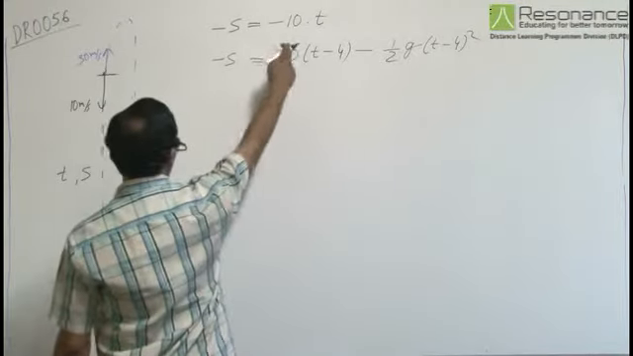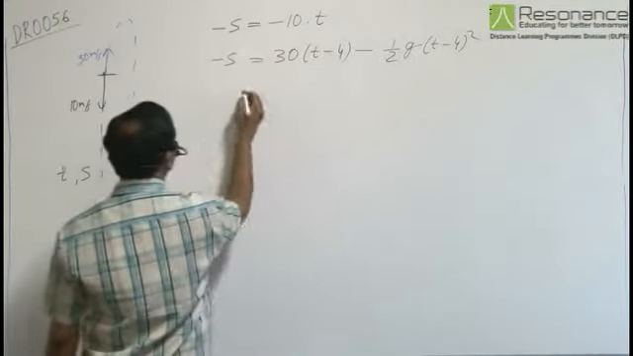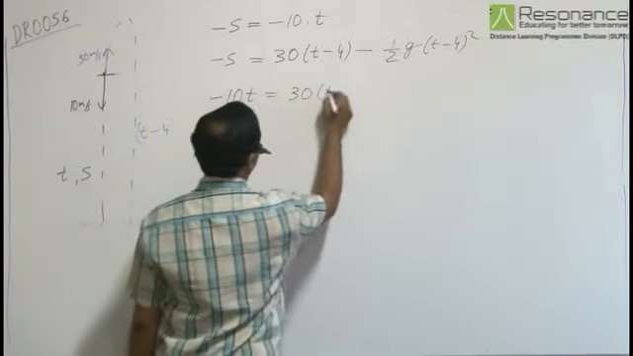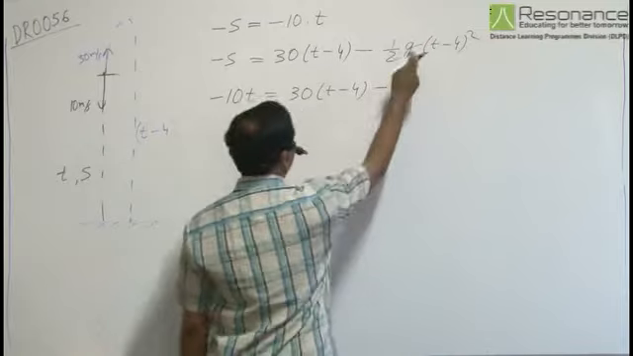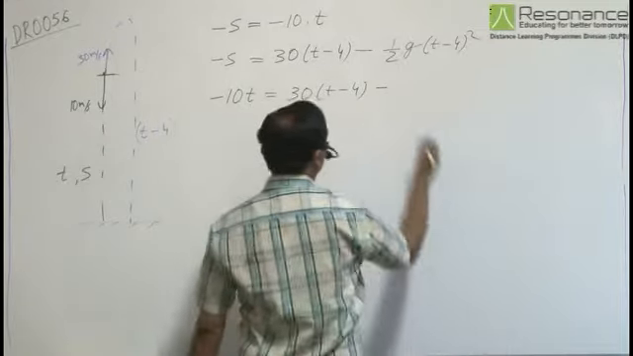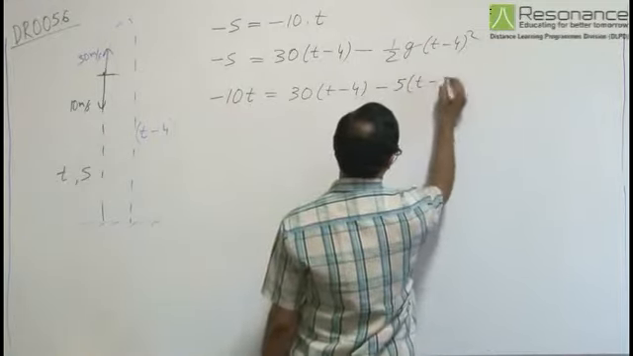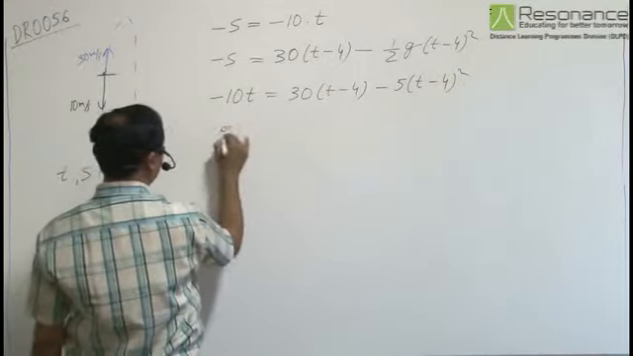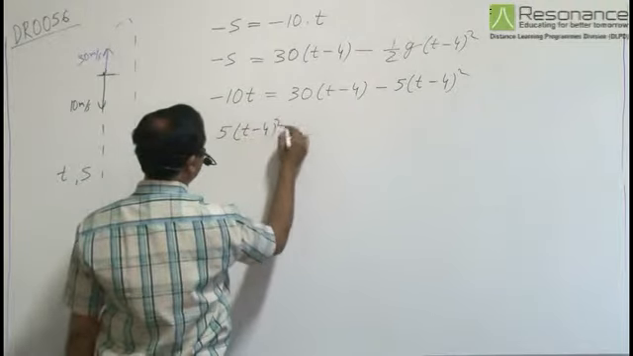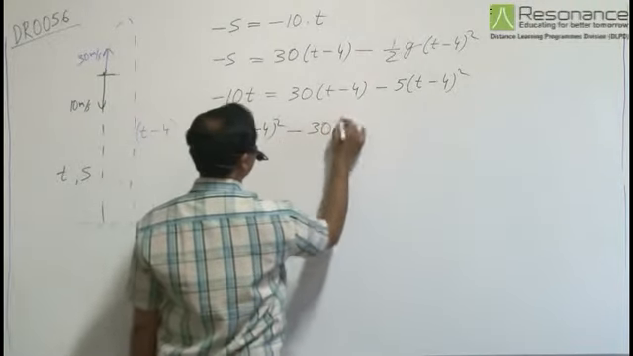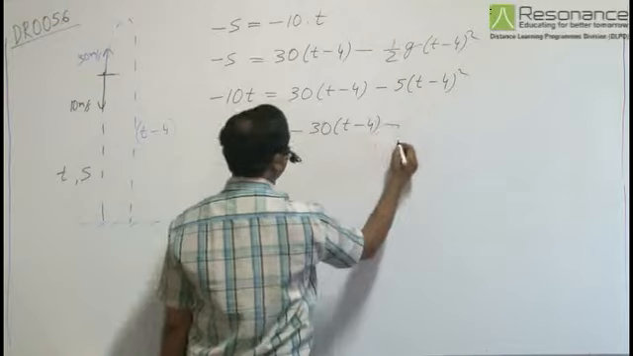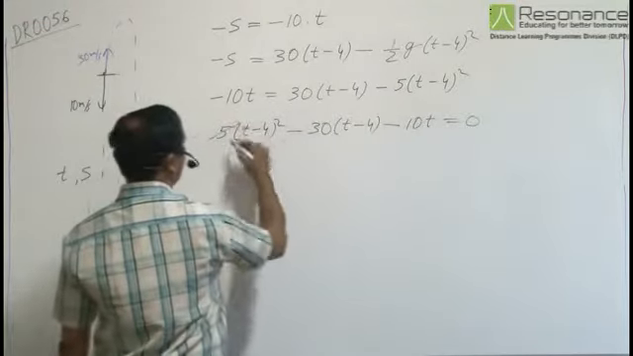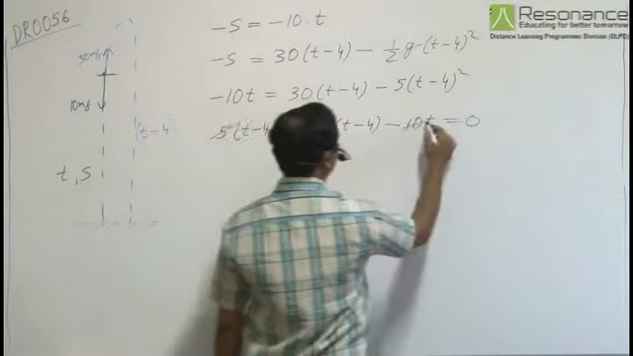So if I put the value of s, minus 10 t is equal to 30 (t minus 4). If I put the value of g to be 10, it is 5 (t minus 4) square. So it can be written as 5 (t minus 4) square minus 30 (t minus 4) minus 10 t is equal to 0. It can be divided by 5.